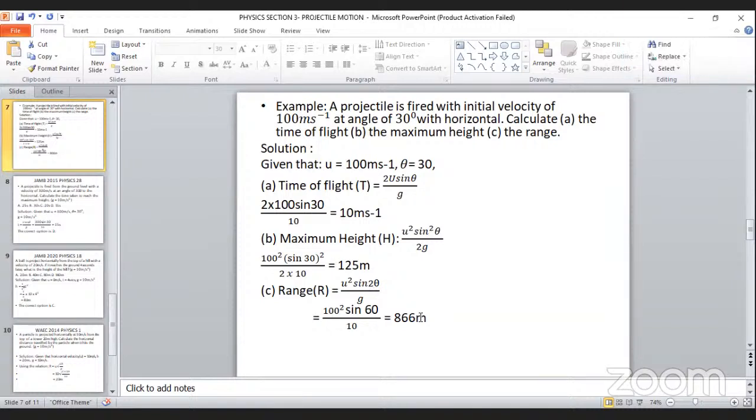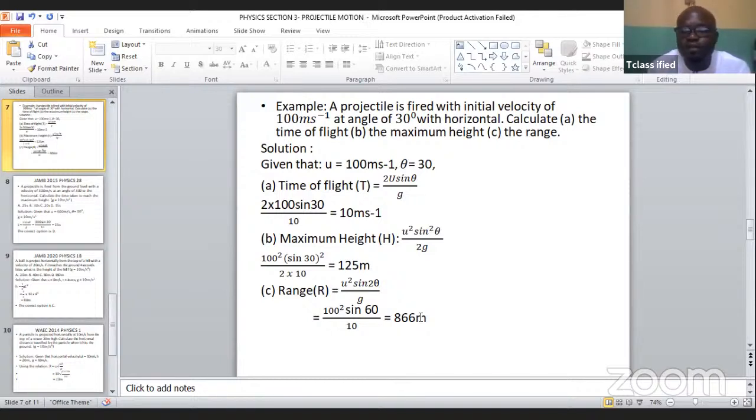So I believe this is easy to understand with the formulas, provided you took note of these formulas. Chika, is it easy?